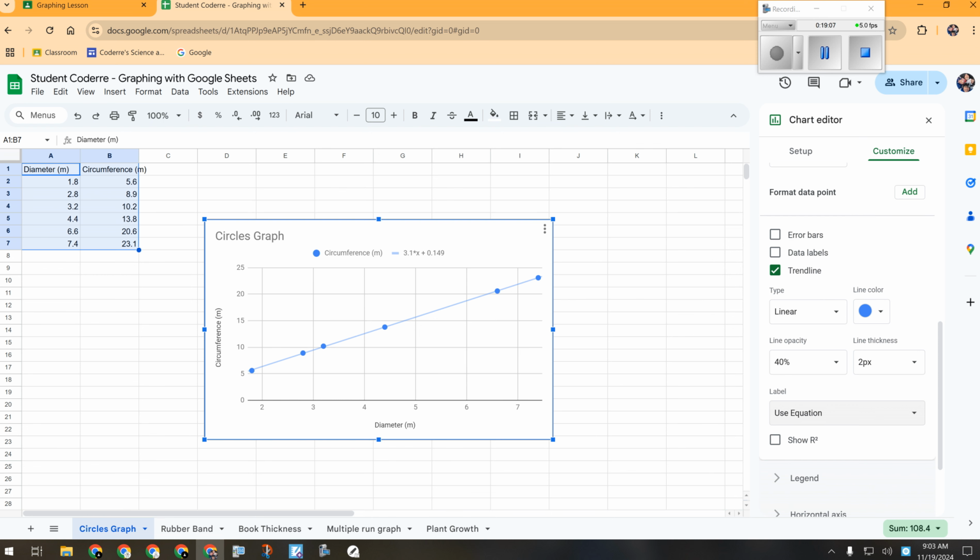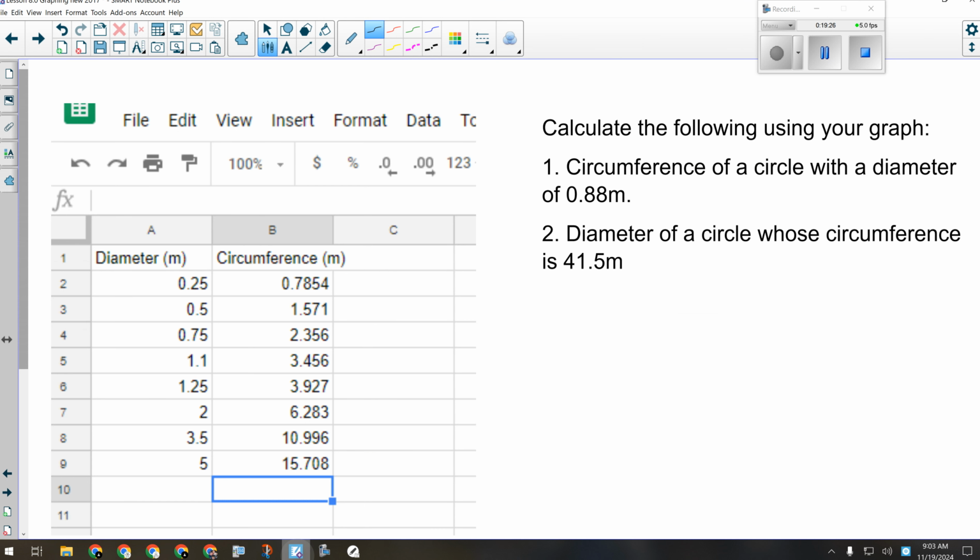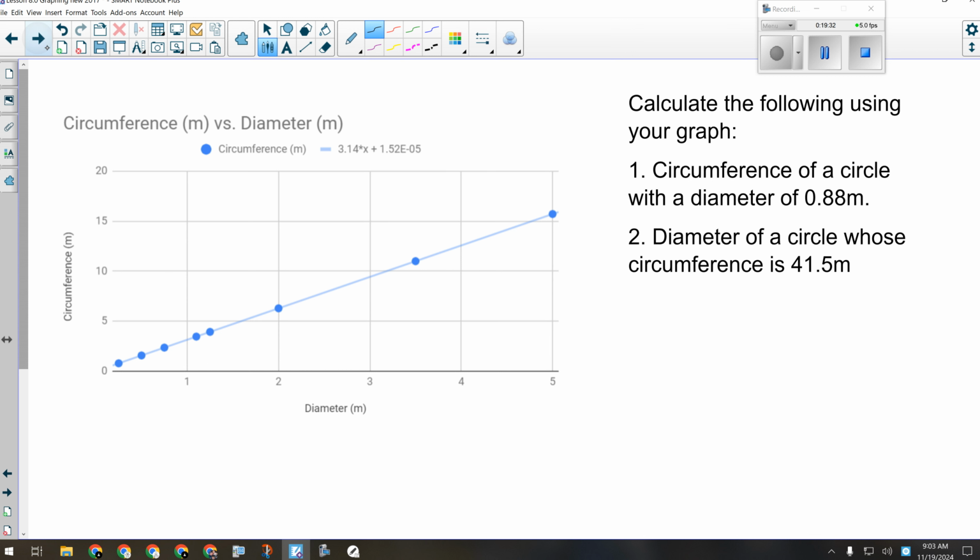Did we get about the right slope? Yeah, I got 3.1. It rounds it off. It's probably closer to 3.14, but that's what we'll leave it at for right now. Are we ready to do y equals mx plus b for that graph now? It's all built, so now we can just go to y equals mx plus b. Here's what I would like you to do. Using the graph that you built there, I would like you to calculate 1 and 2.